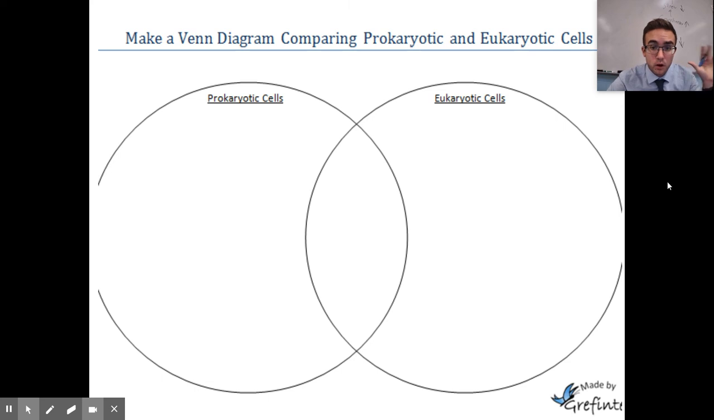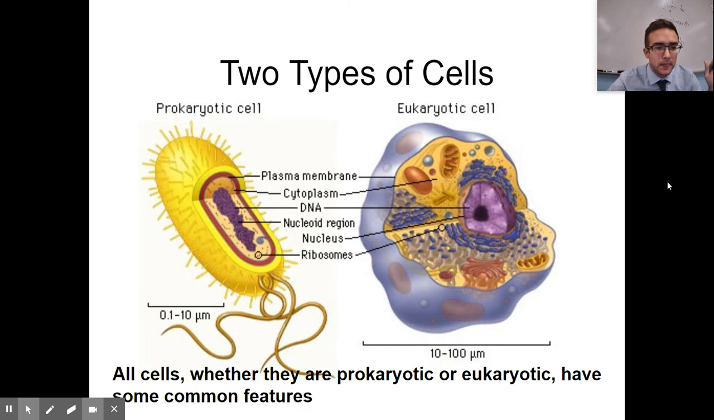Let's talk about prokaryotic versus eukaryotic cells. There are two types: prokaryotic and eukaryotic. Prokaryotic cells are typically bacteria. Those are our unicellular, one-celled organisms. Our eukaryotic cells are the multicellular ones that do cell differentiation. They're the ones that form the complex living organisms like you, me, dog, cat, plant, and so on.